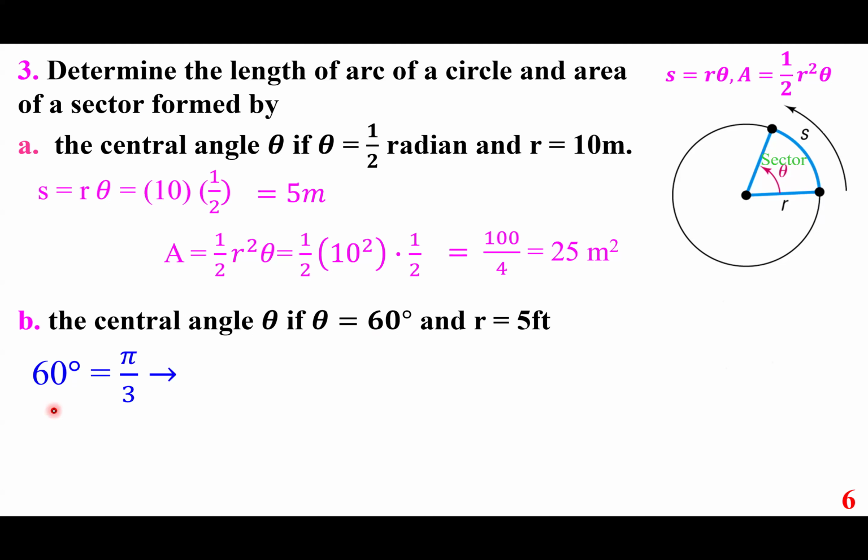So S equals r theta, so 5 times this number, which makes it precisely 5 pi over 3, the same unit as the radius, in feet. Roughly, they most likely will ask you how many decimals, then you do it accordingly.